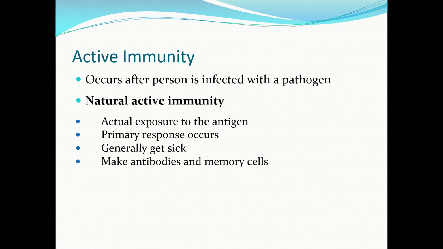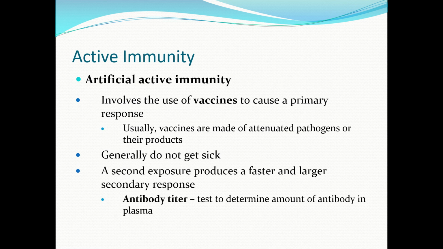Active immunity occurs after the person is infected with a pathogen. So with the natural active immunity, there's actual exposure to the antigen. The primary response occurs and the person generally gets sick, and they make antibodies and memory cells. For artificial active immunity involving the use of vaccines, this causes a primary response. Usually the vaccines are made of attenuated pathogens or their products, and so the person generally does not get sick. A second exposure will produce a faster and larger secondary response.